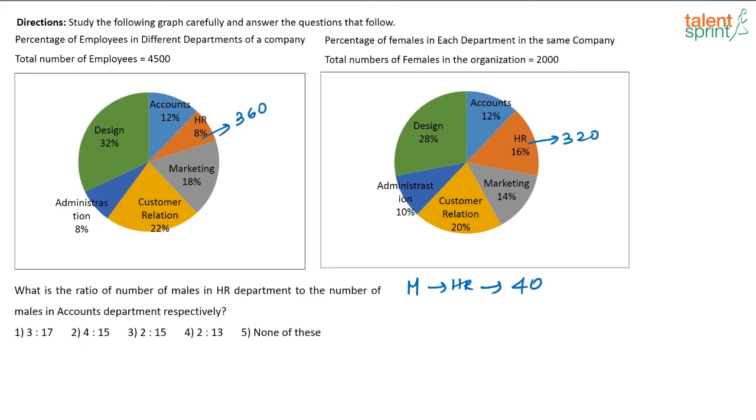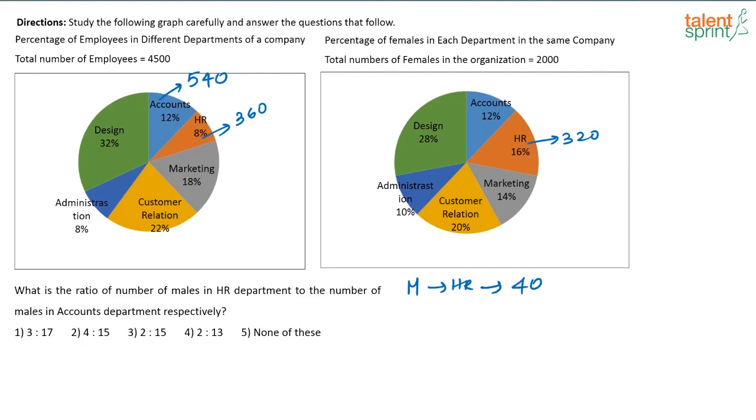Now, how many males are there in the accounts department? Accounts here is 12%, correct? So 45 into 12 is nothing but 450 plus 90. See, 45 into 10 is 450. 45 into 2 is 90. So 450 plus 90, that will be 540. So here how many people are there in the accounts department? Totally 540 people are there.